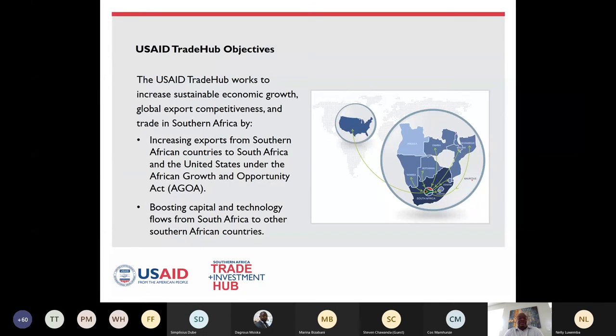And I think you can see how all that dovetails with the reason why we are here today, which is mainly aimed at getting you to understand how to navigate the export and trade area by understanding what tools you would need, and how you can actually use those tools to ease your exports into South Africa and to the US.